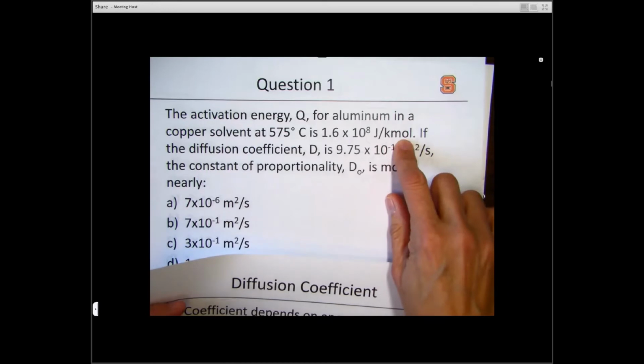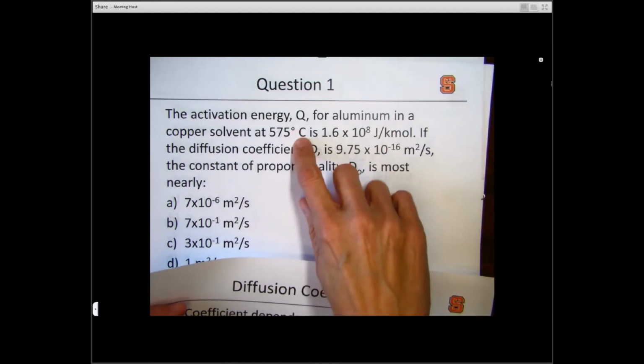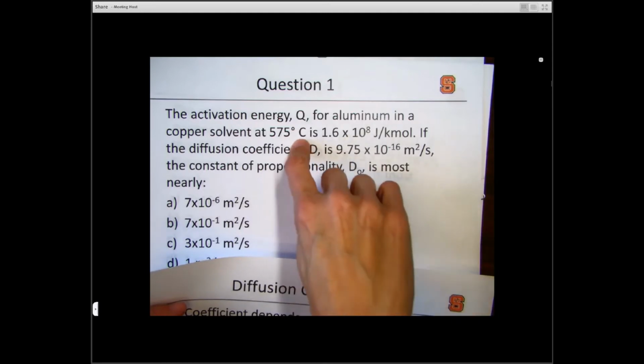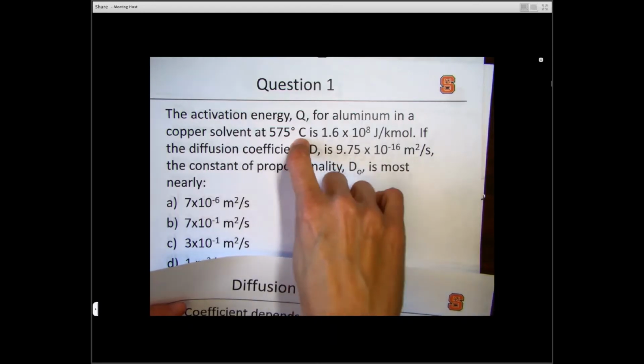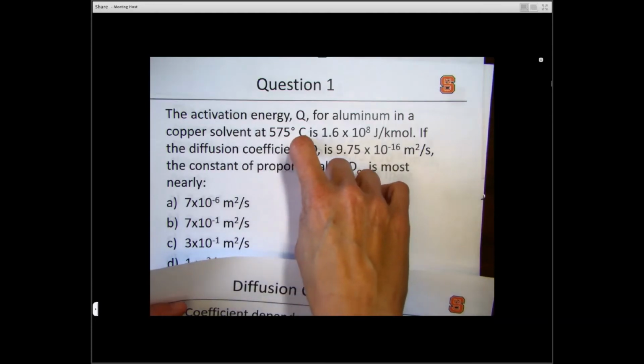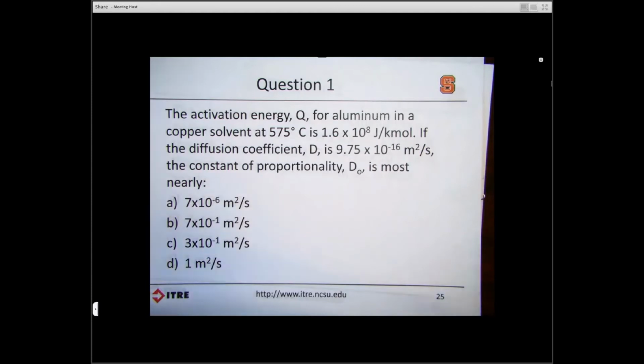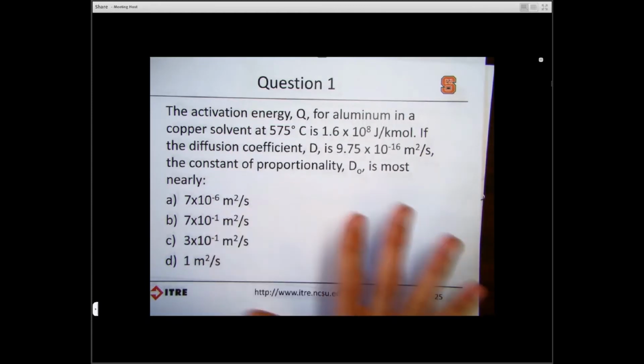This is kilomole. Remember, Kelvin is different from degrees Celsius, and you can find some information about converting from degrees Celsius to Kelvin at the very beginning of your reference manual, or you can just search it for now. So that's something else you're going to want to do too.